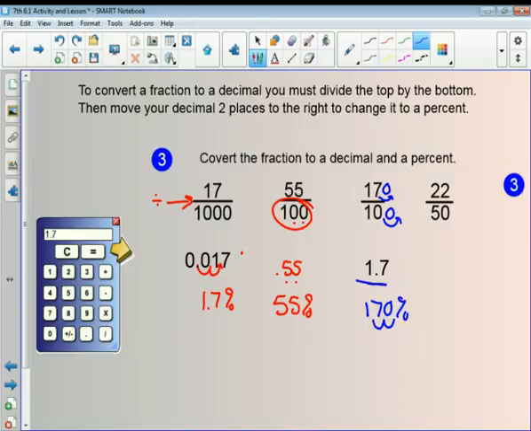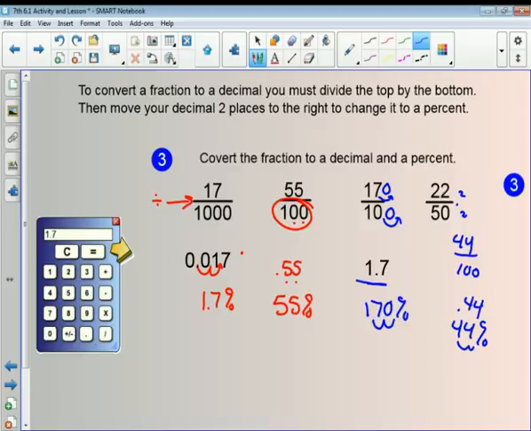Okay, you have to choose what you're most comfortable with. You're not always going to have access to a calculator. So if I, on this last one, didn't have access, I could take 22 times 2, and that's going to become 44 over 100. Well, now there it is, my percent, 44%, because it's always over 100, which would be as a decimal two places back, 0.44.